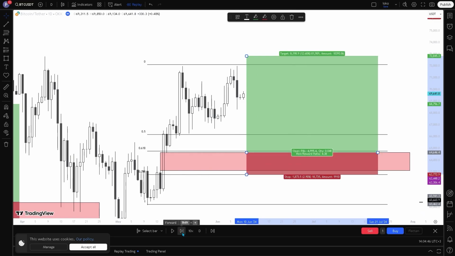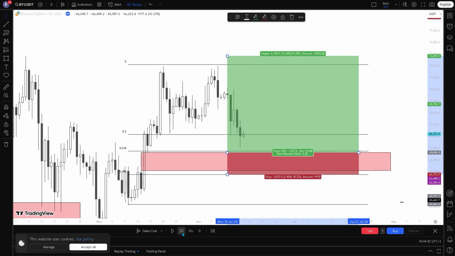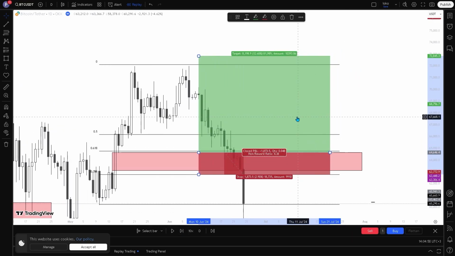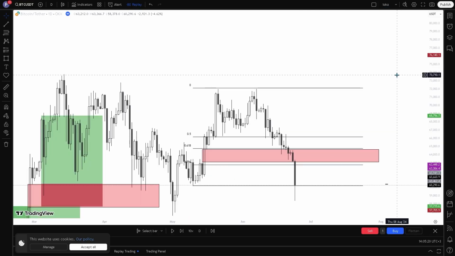I'm not sure whether the price is going to grab our entry, but here the price gets our point, and we get stopped out. So not all deals are going to be successful. Just look for all the factors to open a good deal. I think I showed you all.